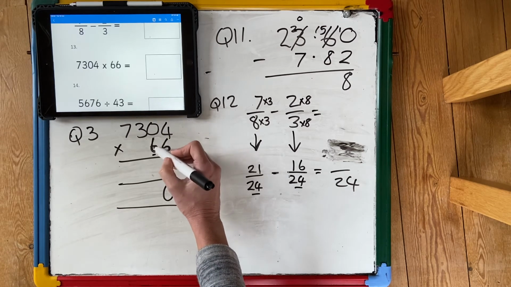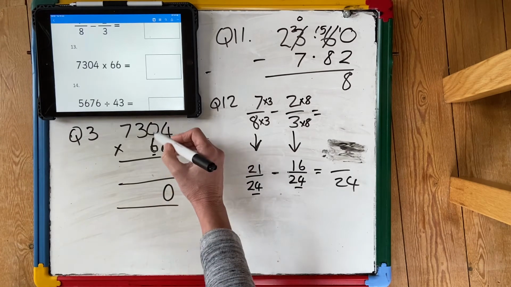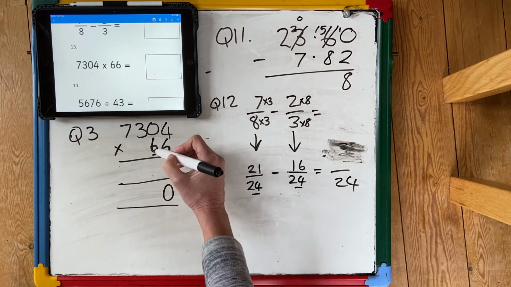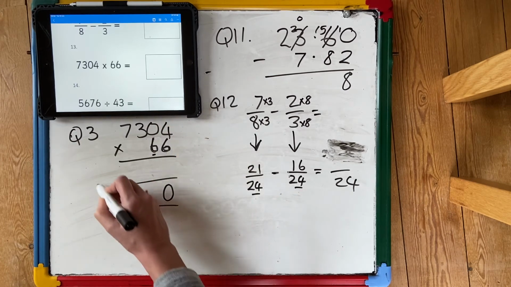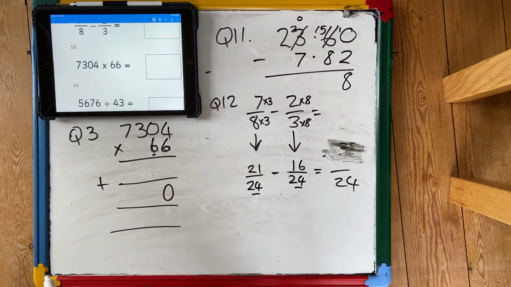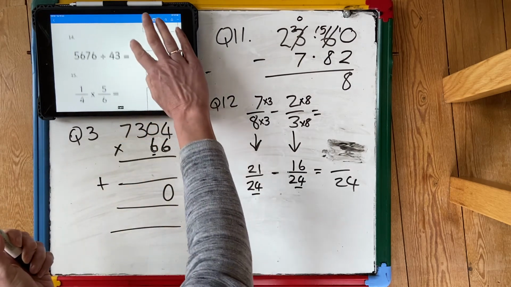So 6 times 4, write your answer here. 0 times 6, write your answer. 6 times 3, write your answer. 6 times 7, write your answer. Then add them together. Question 14.